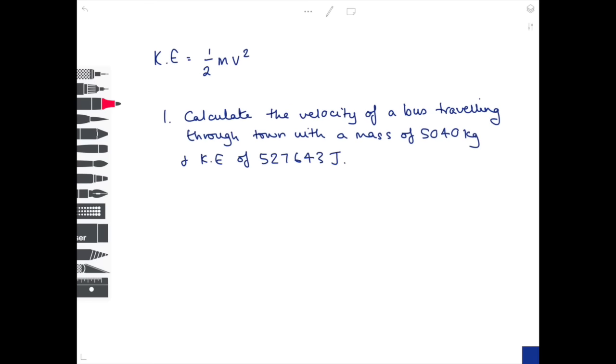Calculate the velocity of a bus travelling through town with a mass of 5,040 kilograms and kinetic energy of, I'm not going to read this number out, of 527,643 joules. So writing out the equation, KE equals half mv squared. We know the KE this time, so I'm just going to pop that in here. I find it easier to answer these questions if I rearrange later. So half of mass, so that's half times 5040. And we're looking for velocity, so we keep that as v squared.